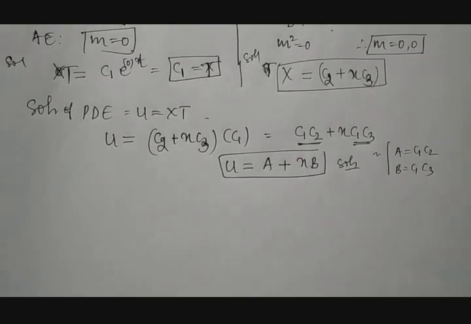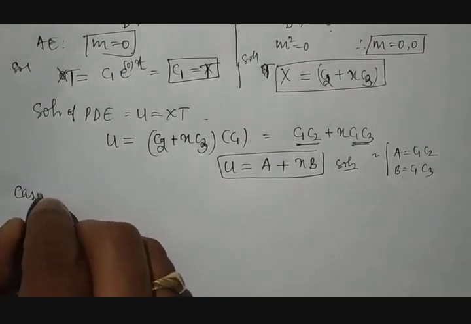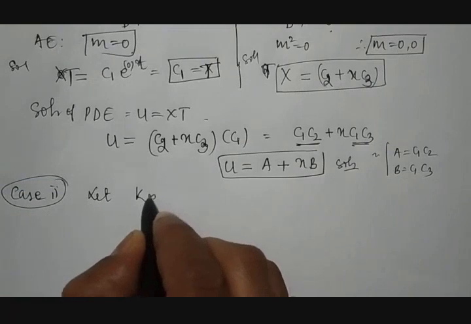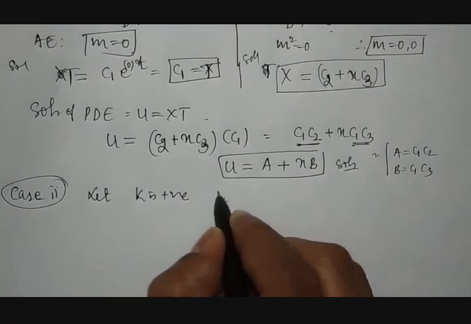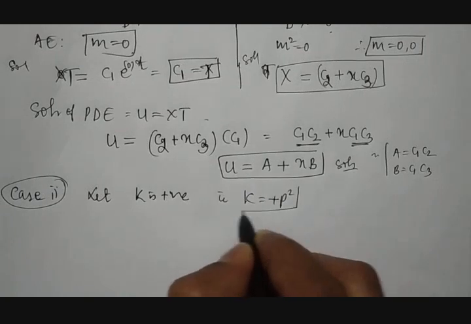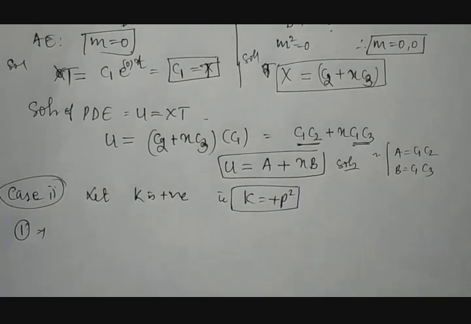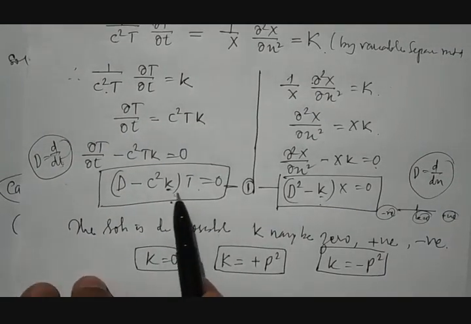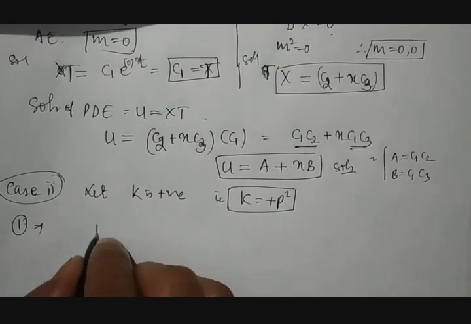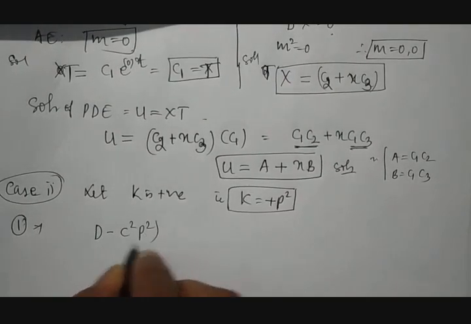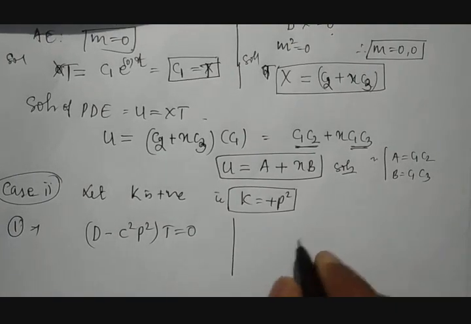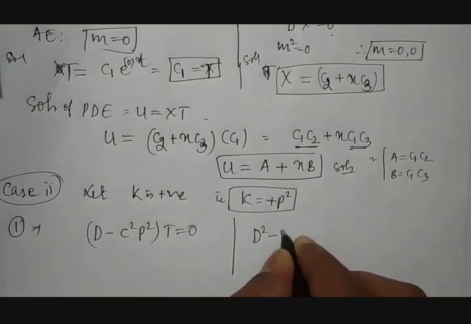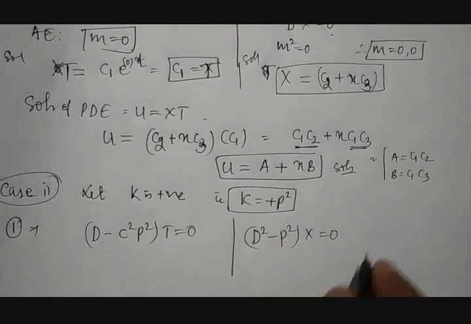Next case, case number 2. Let us take K is positive, which means K is equal to plus P square. Then equation number 1 becomes D minus C square K into T equal to 0. Since K is positive, P square, it becomes D minus C square P square of T is equal to 0. And the other one, D square minus K, means D square minus P square of X is equal to 0.